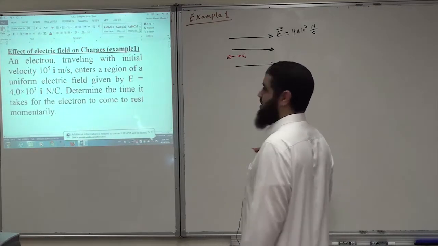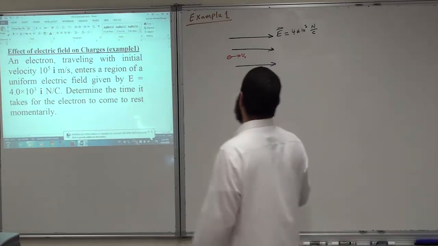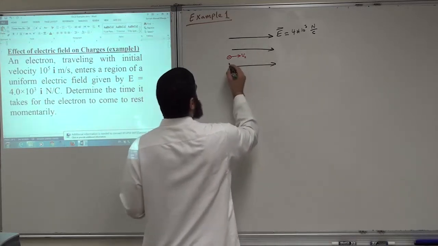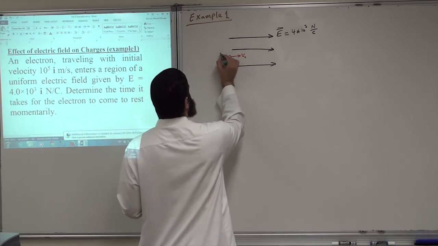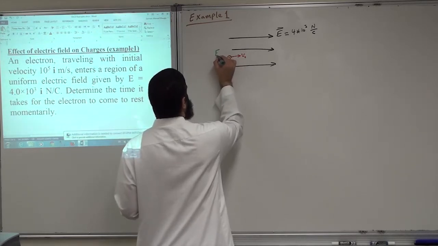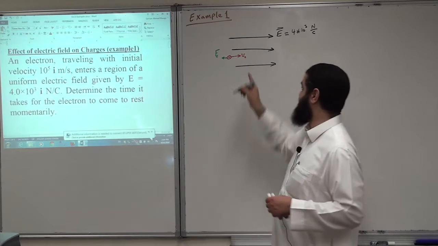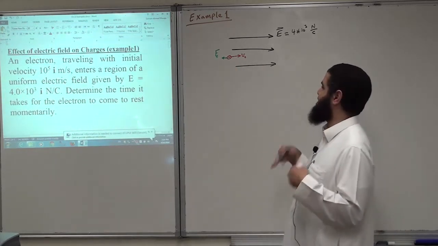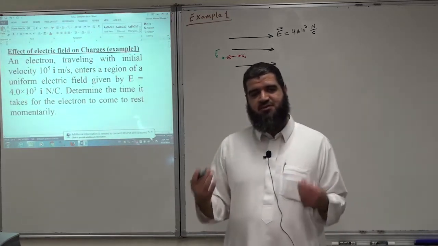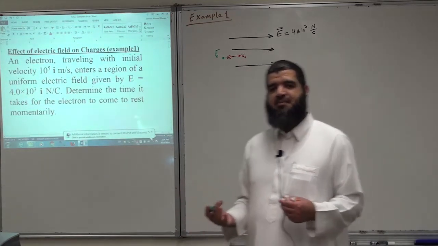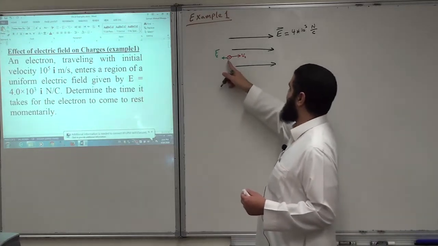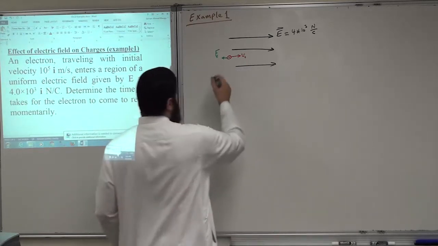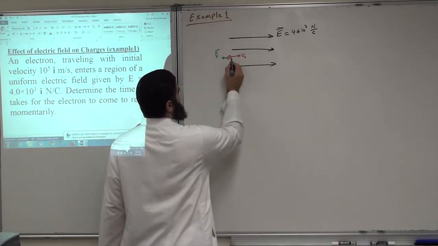As a result, what will happen to this electron? It will experience a force, and that force is directed opposite to the electric field. So this is F electric. The electric force on the electron will be opposite to the direction of the electric field. If it was a proton, a positive charge, it would be affected by a force in the same direction as the electric field. But now we have an electron. So as a result, this electron will decelerate.